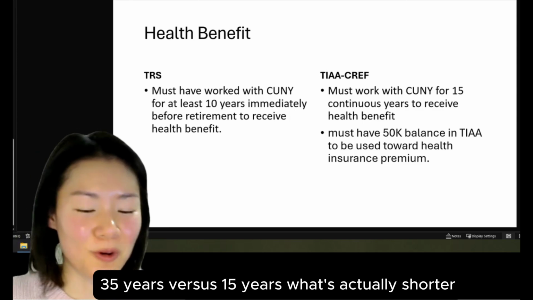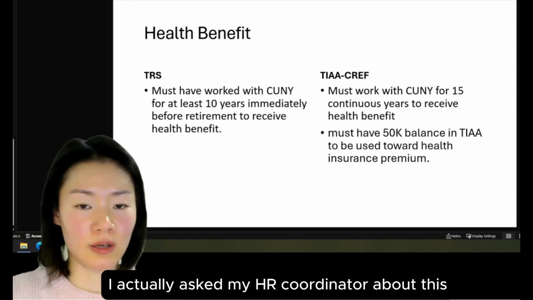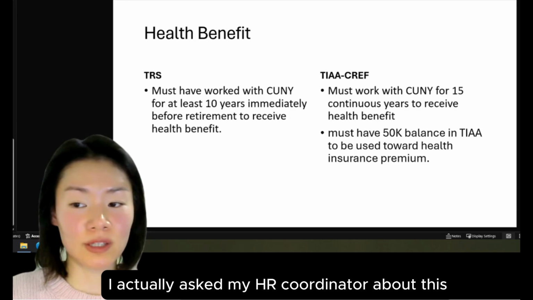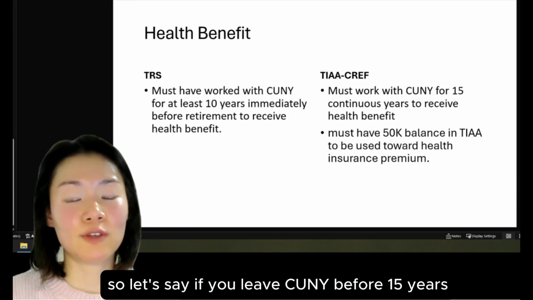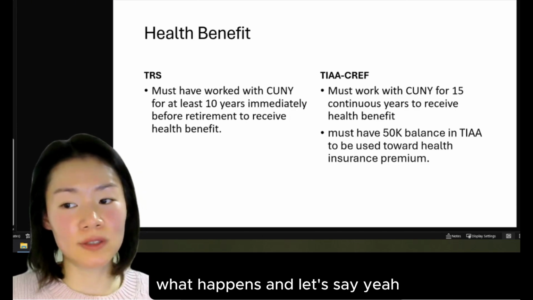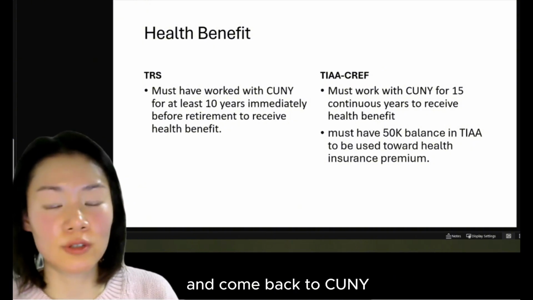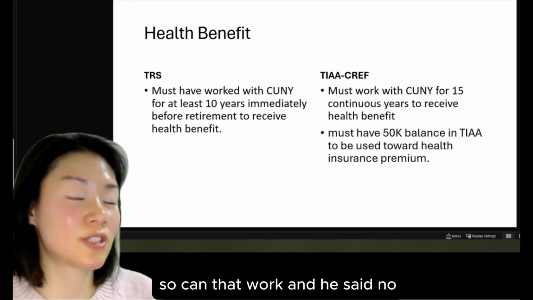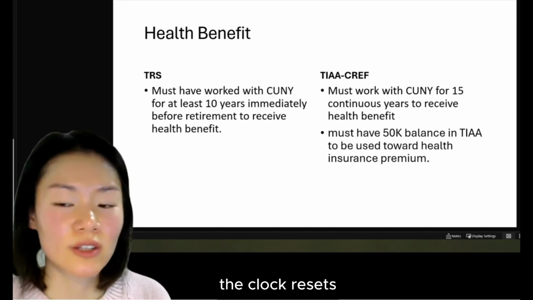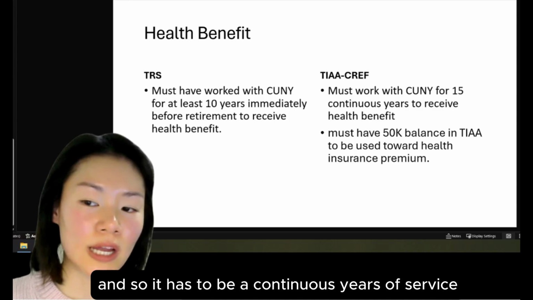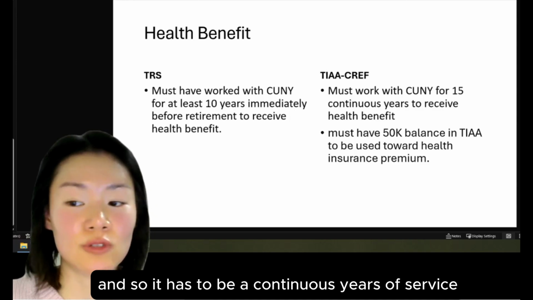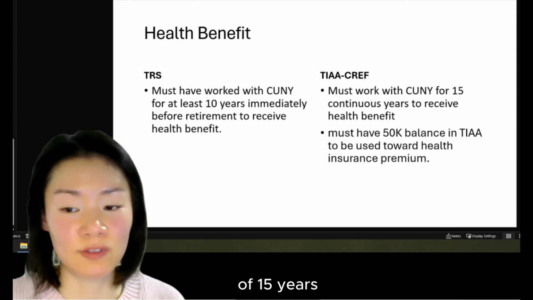What's actually shorter? I actually asked my HR coordinator about this. Let's say you leave CUNY before 15 years and come back to CUNY to finish the rest of the 15 years. Can that work? He said no, the clock resets. It has to be 15 continuous years of service.